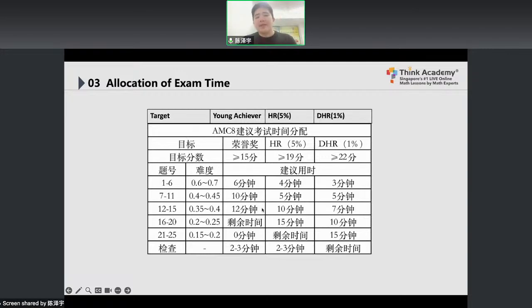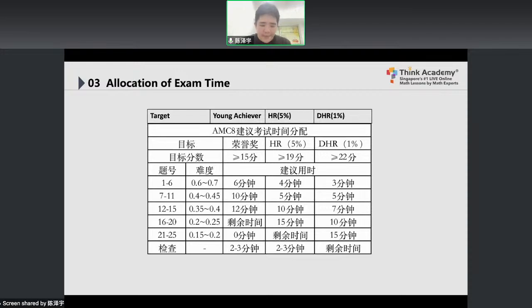Okay, then if you have some spare time, you spend the time to try questions 16 to 20. These 5 questions are mostly the middle level questions. If you have time left, you can try these 5 questions. If you can get 1 or 2 of these correct, then basically you will guarantee a Young Achiever prize.